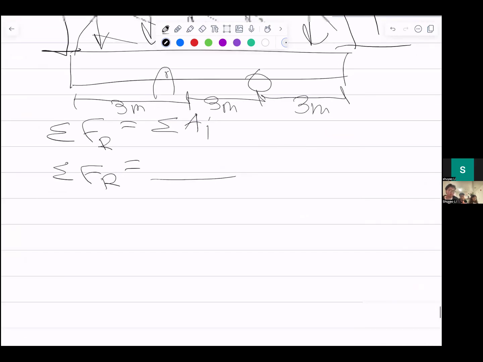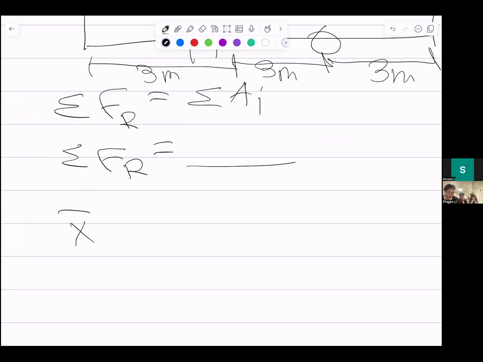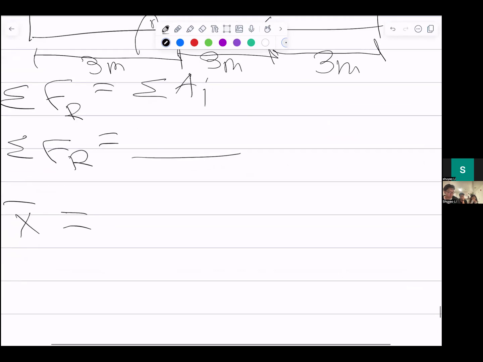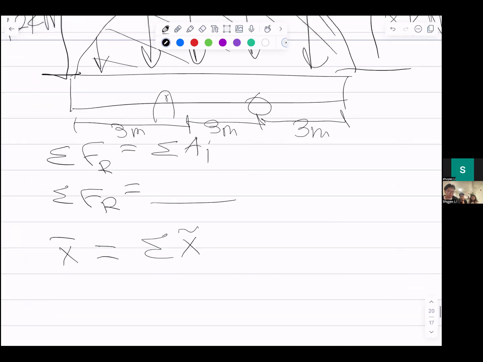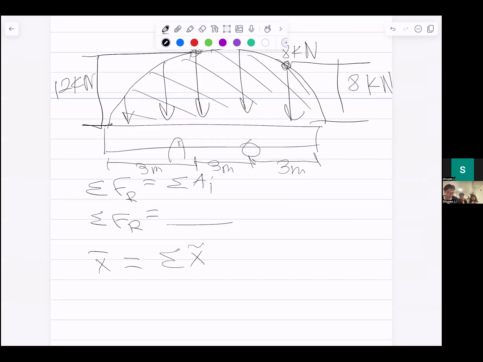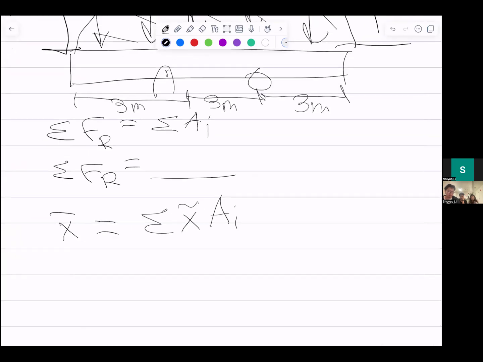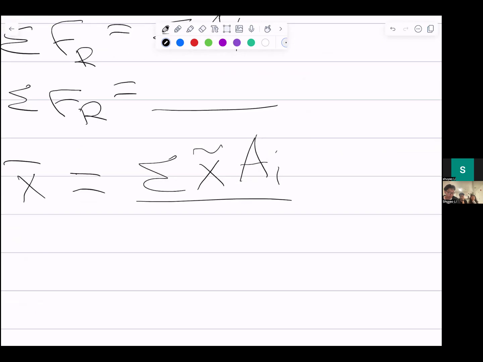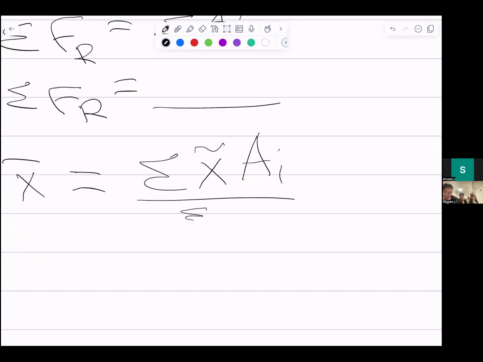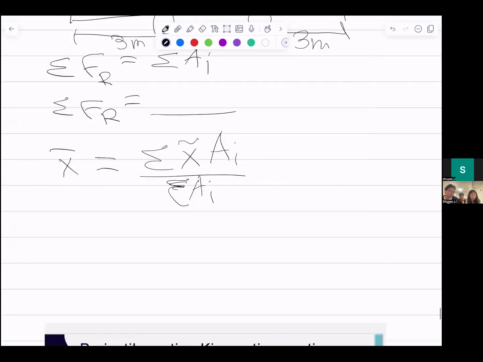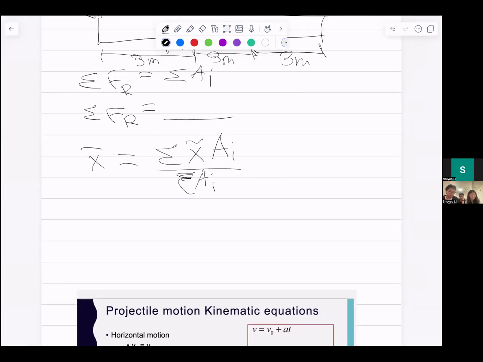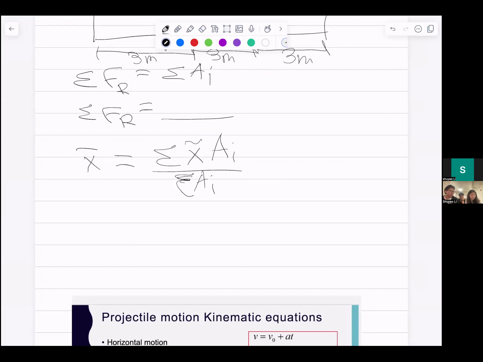And then say we wanted to find its location, we would have to find its centroid, and that would be the summation of all the local x's of the shapes, multiplied by the areas that we found separately, divided by the sum of the areas. And then that should be how we find its location. And that's about it for distributed loads. Are there any questions about that?